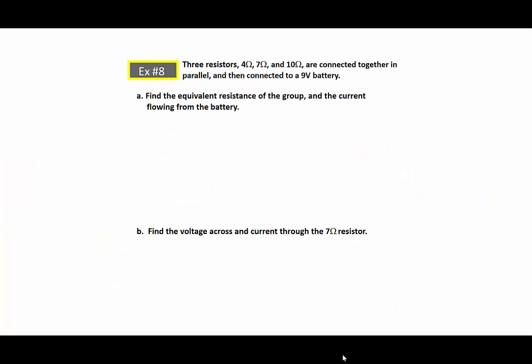Okay, so this is example number 8 from our little handout. We're going to do a problem where we have 3 resistors connected together in parallel and then connected to a 9-volt battery. If they're connected in parallel, I'm going to have multiple branches. There's many ways to draw this, but essentially I've got a battery providing 9 volts of potential difference, and however I draw this, I've got to have 3 paths before I hit a resistor.